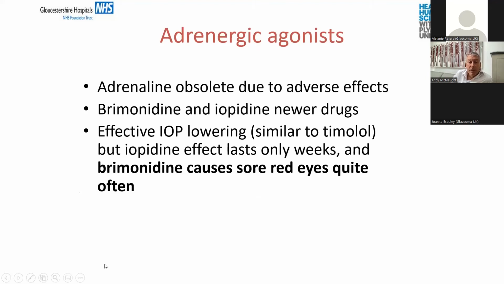Other ways to lower the pressure, a drop called brimonidine, also called Alphagan. It's quite effective. It has a major problem that it tends to cause the eyes to get sore and red. And so we don't use it as our first choice drop for that reason. Next slide, thanks.